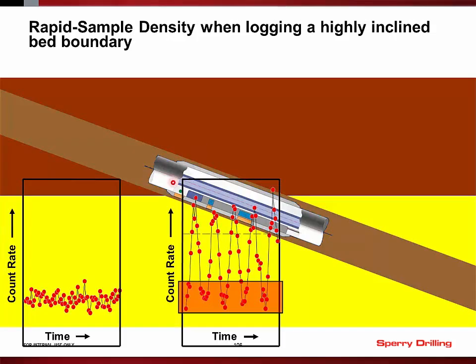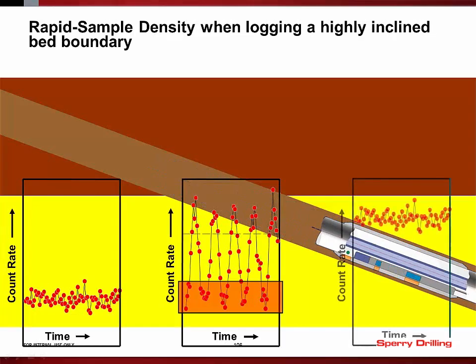But the tool doesn't know the difference, and so it goes ahead and runs its rapid sample algorithm anyway, and will preferentially pick the low count rate samples and use those to calculate density and ignore the rest. And those low count rate samples are coming from the high density, so it's going to tend to pick the higher density in this boundary situation rather than the low density. It's only when we get into the low density completely that the count rates are high, and they're constantly high, and the tool is going to give you a low density value that corresponds to that.